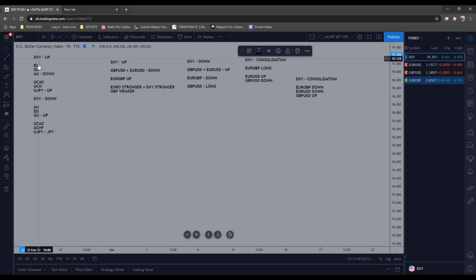If Dixie's going up and all the cross pairs are moving slow or consolidating, you're going to find that all the majors should go whichever way the dollar's running. Anything with a foreign currency as the first quote should go the opposite way to Dixie. Anything with the dollar as the main quote should go the same way as dollar index. This is how you start to incorporate it. So if Dixie's going up, that should mean GBP USD, Euro USD, and also AUD USD, if you're using it as a pair, is going to go down.